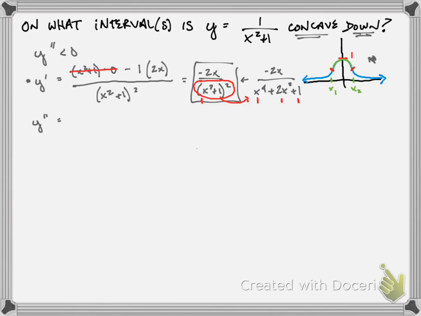Okay, so y double prime. Well, y double prime is low, x to the fourth plus 2x squared plus 1, d high, so times negative 2, minus high, so high is negative 2x, d low, 4x cubed plus 4x, for our derivative of low. So again, I've got low, d high, minus high, d low, over low squared.